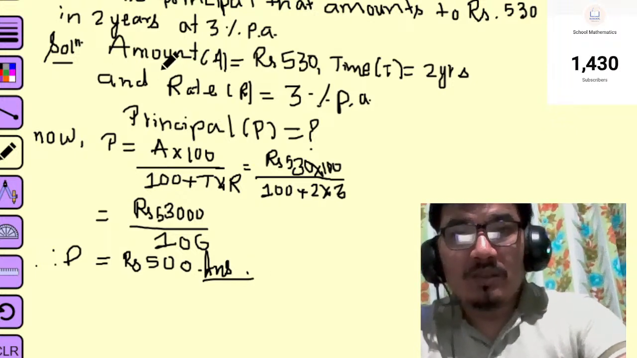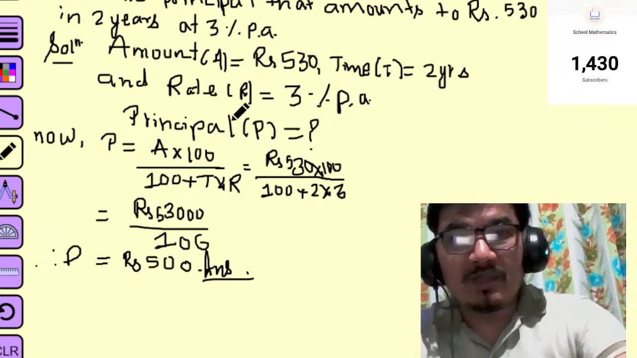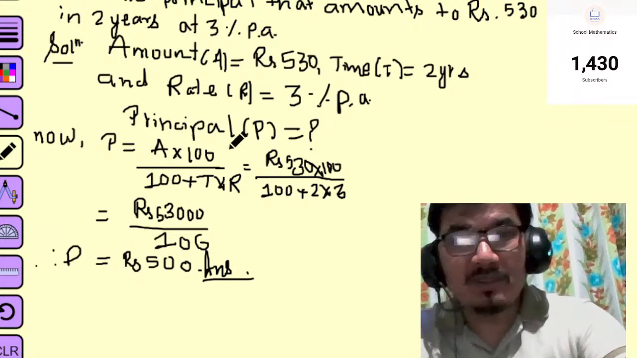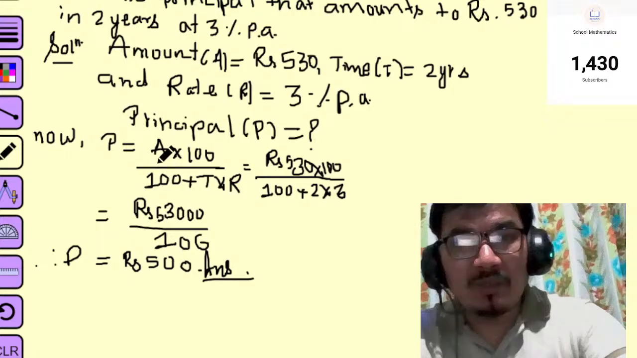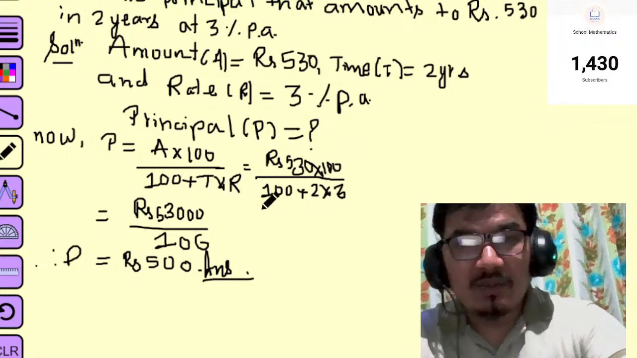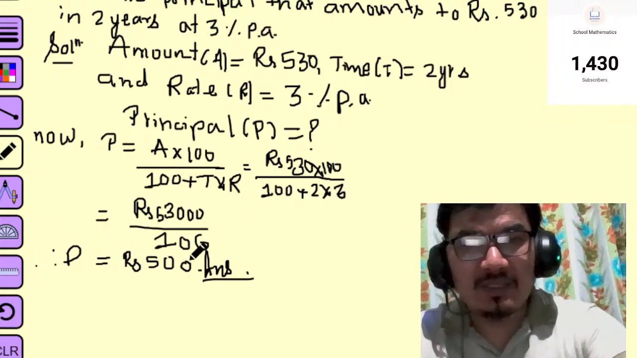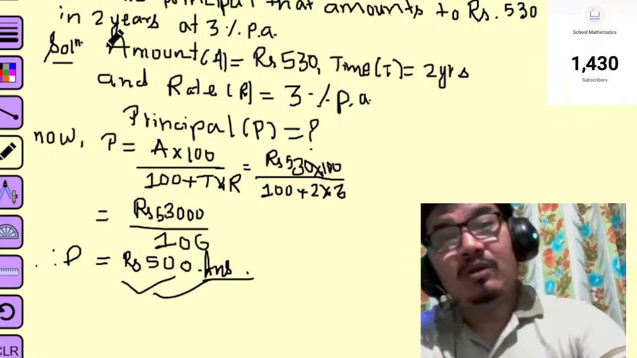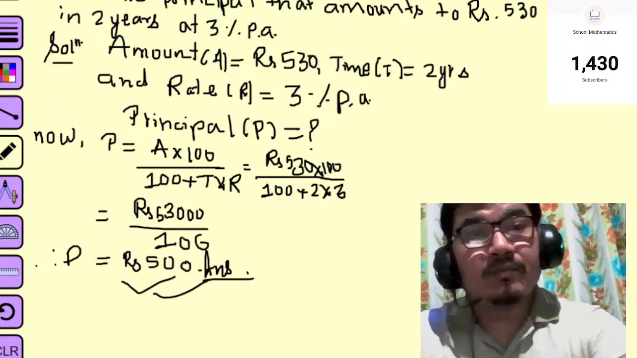When amount, time and rate are given, and it is asked to find principal, we have to use this formula: amount into 100 by 100 plus T into R. First multiply, then add, and only then cancel. Like this we find the principal of this question.